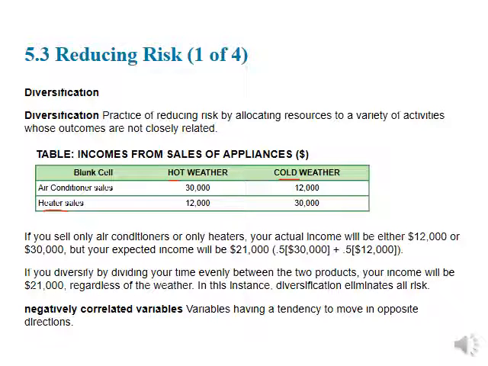But there's another option, and that option is to diversify, which is you as a salesperson can divide your time evenly between the two products, in which case you can expect to sell more air conditioners in the hot weather and more heaters in the cold weather. If you diversify your time, your expected income is $21,000, assuming it's equal probability that it's hot and cold. Now, $21,000 is less than your maximum earnings of $30,000, but it helps mitigate this downside risk where you're trying to sell heaters in hot weather.